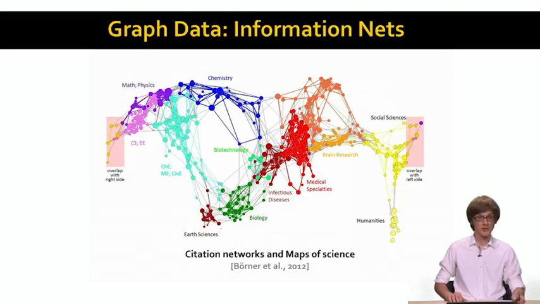Another set of data that can naturally be represented as networks are the networks of information. For example, in this case, what we are seeing here is a map of science. Here every node is a different journal or a different conference, and the edges between these journals or publication venues mean that one journal is citing the other journal. So based on this citation network between journals, we can visualize how different disciplines and subfields of science relate to each other.